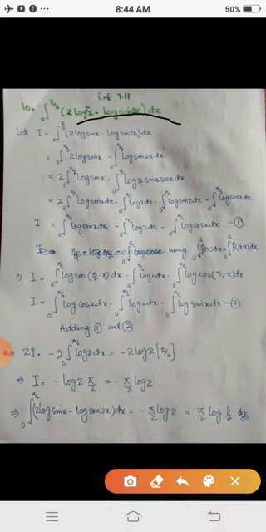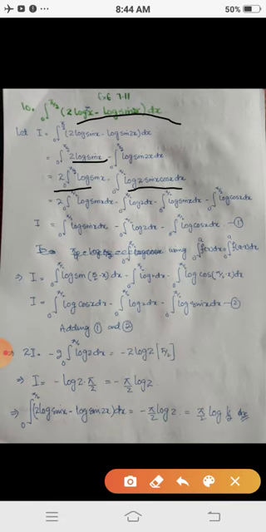Now let I equal the integral from 0 to pi by 2 of log sin x minus log sin 2x dx. Which implies it is the integral from 0 to pi by 2 of log sin x minus the integral from 0 to pi by 2 of log sin 2x. This simply becomes twice the integral from 0 to pi by 2 of log sin x minus the integral from 0 to pi by 2 of log 2 sin x cos x, because sin 2x is twice sin x cos x.